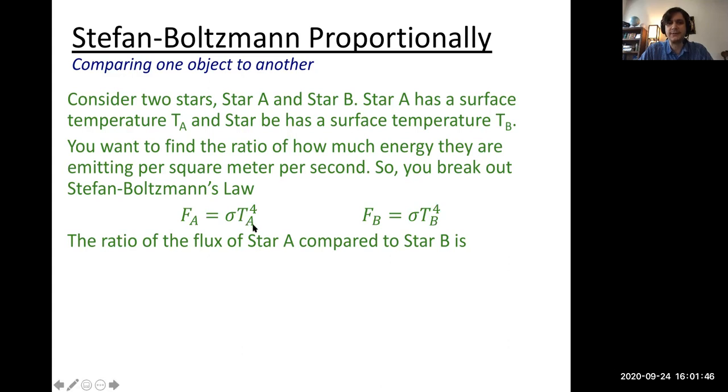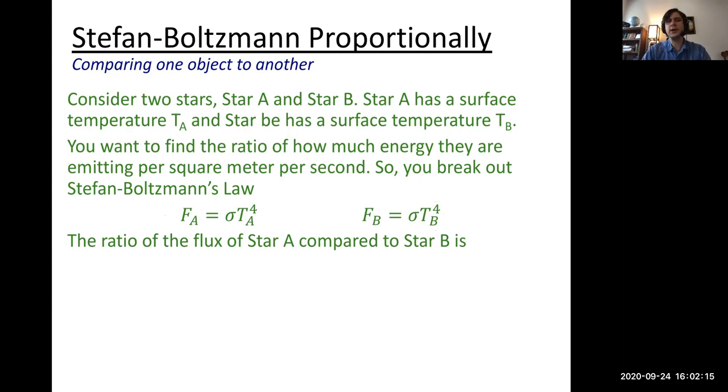So we have the flux of star A, Stefan-Boltzmann's law for star A, which just equals sigma times whatever the temperature is, raised to the 4th power. And I could calculate and get some answer in watts per square meter. I could do the same thing with B. It would be the Stefan-Boltzmann constant times the temperature of B raised to the 4th power, and I could calculate and get an answer in watts per square meter.